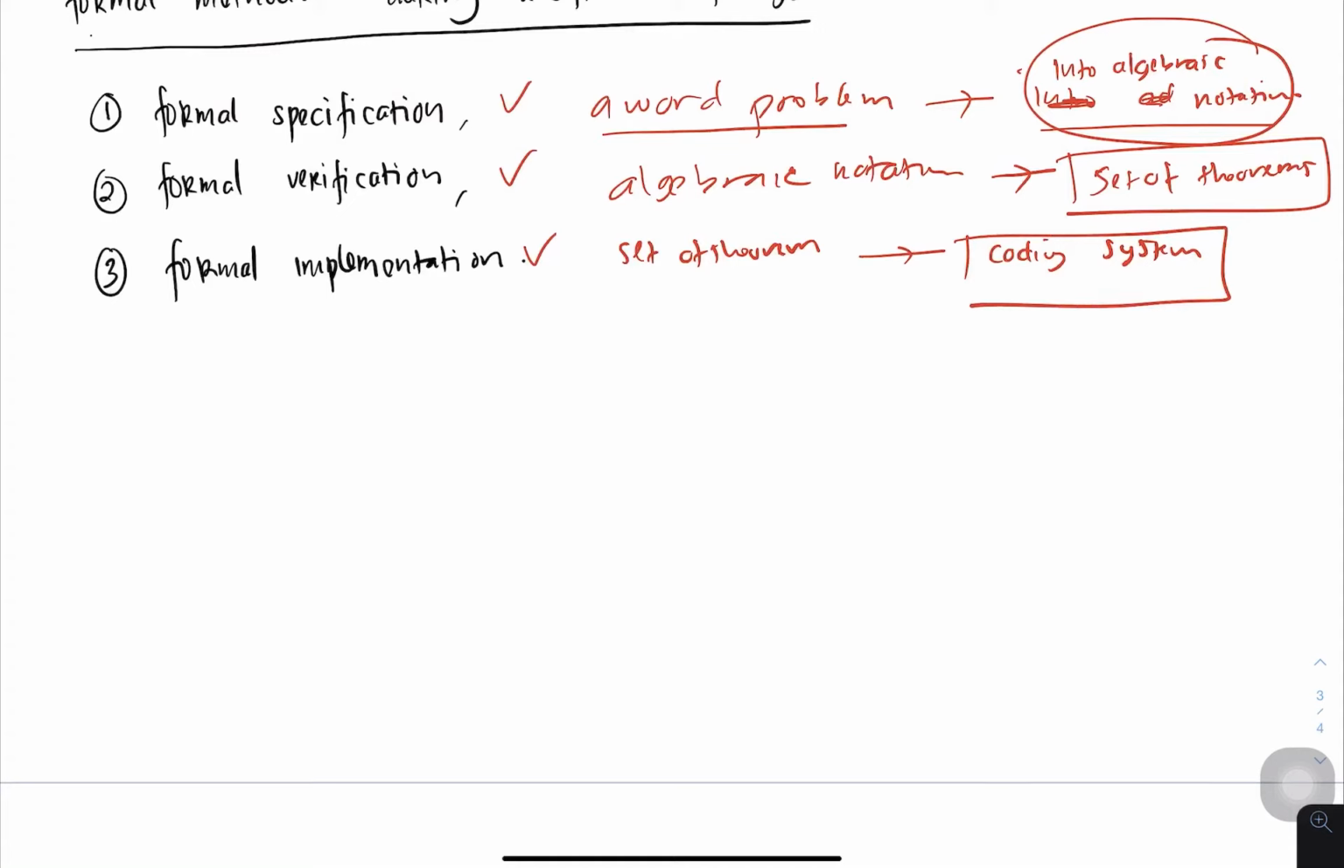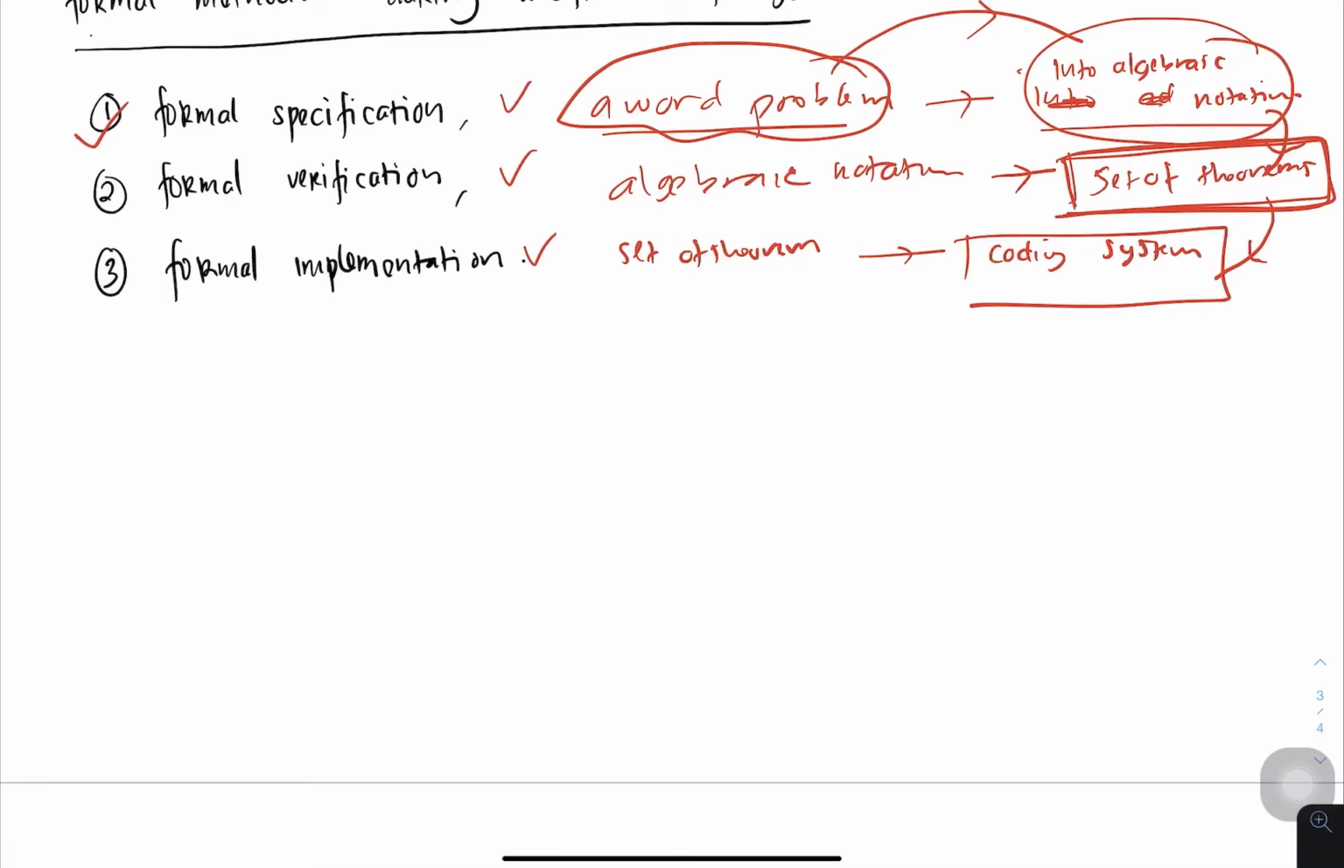So if you look over here, the first phase is the most important part of a formal method. How you make sure that your word problem can be properly changed into algebraic notation, and then from algebraic notation move to a set of theorems. The set of theorems is the last part there, because otherwise when you move into a coding system, it will be chaotic if the set of theorems is not properly planned.